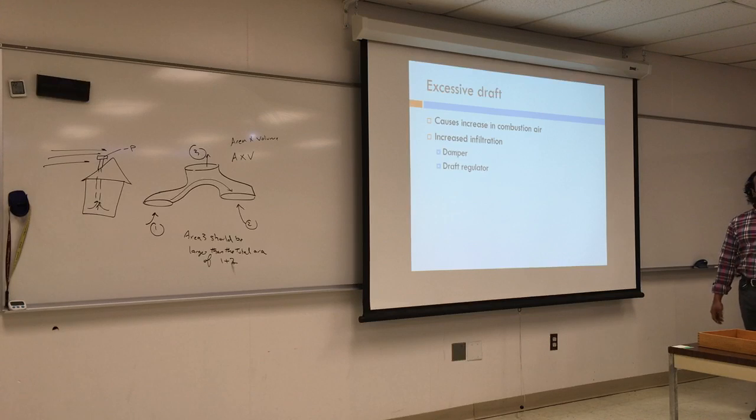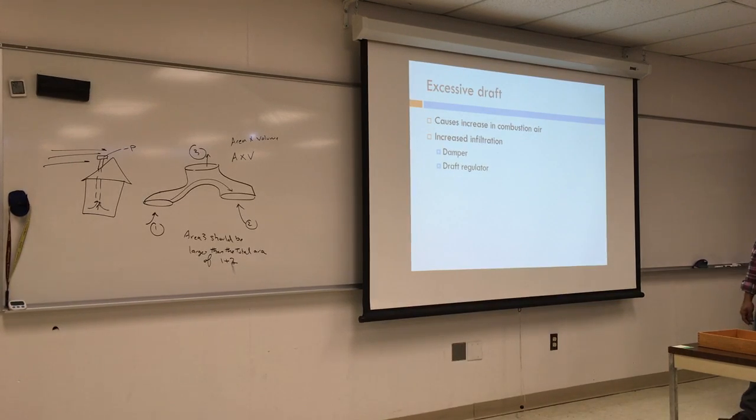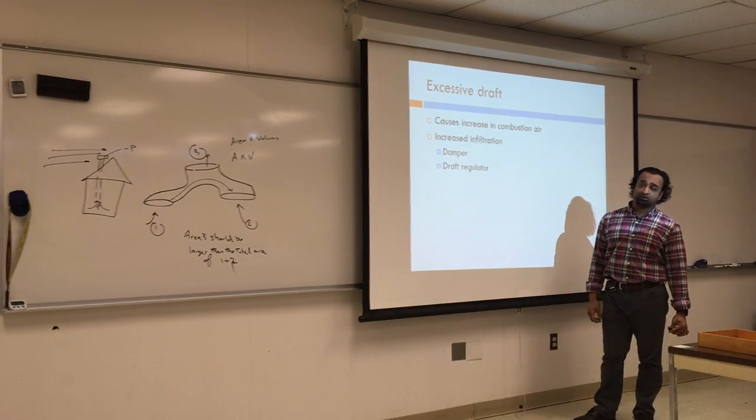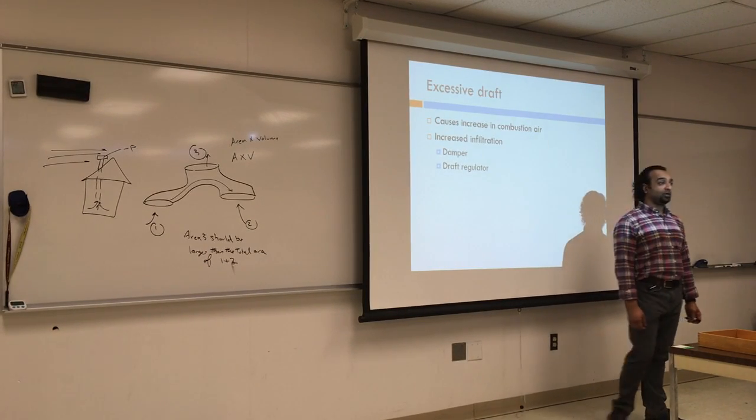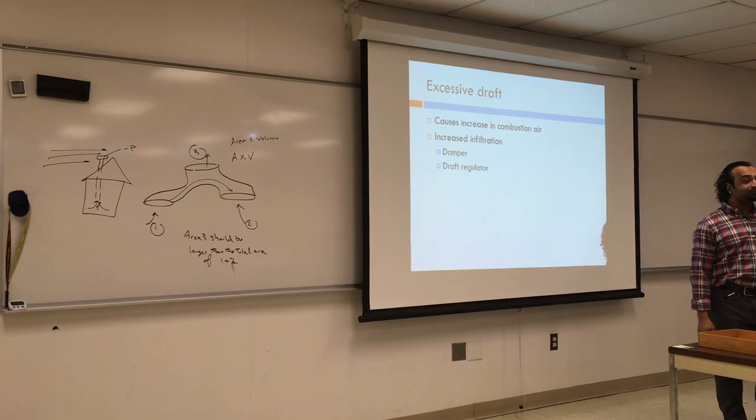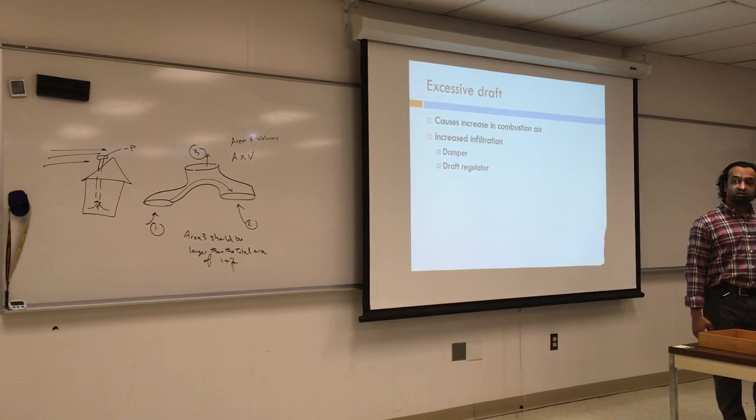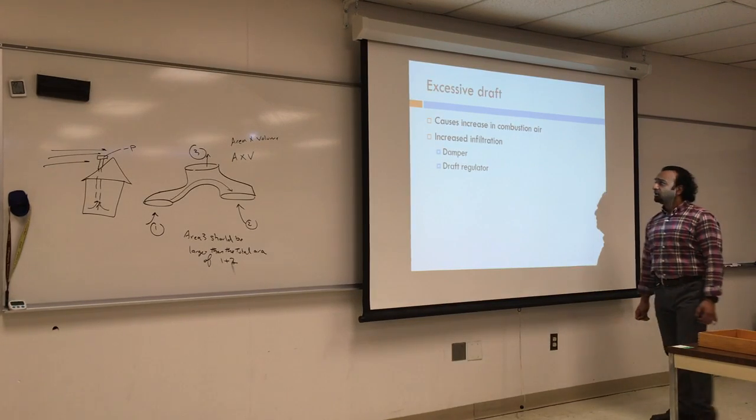Why do we care about backflow? Smoke, exhaust, CO2, carbon monoxide, it's poisonous. Excessive draft can cause increase in combustion air, which is not a good thing. If we do not have complete combustion, we'll have incomplete combustion, which means you'll have products that you don't want. And there are so many products that you don't want that burn at different temperatures. So you want to burn at the right temperature, otherwise you'll get different products.